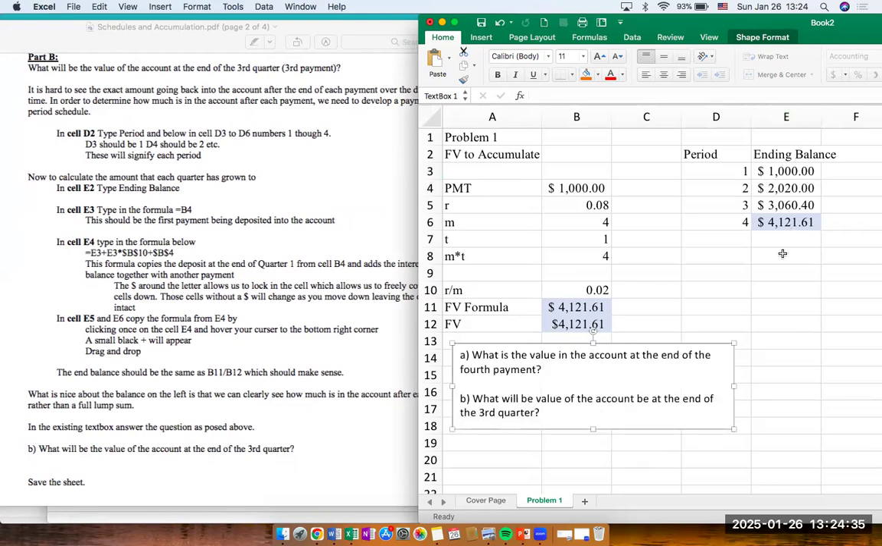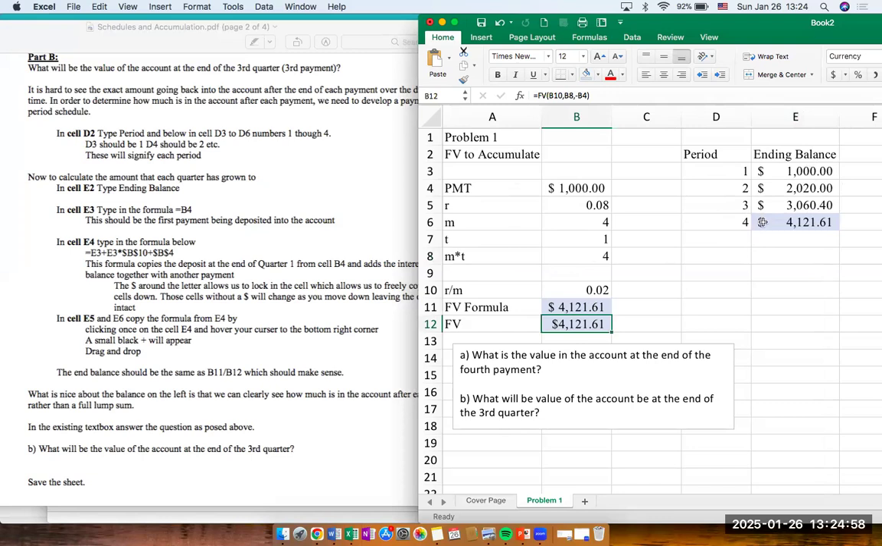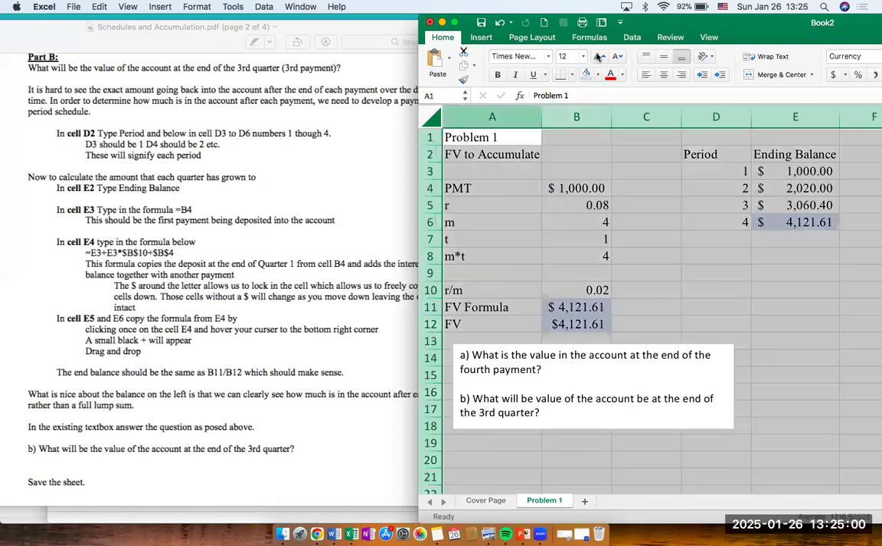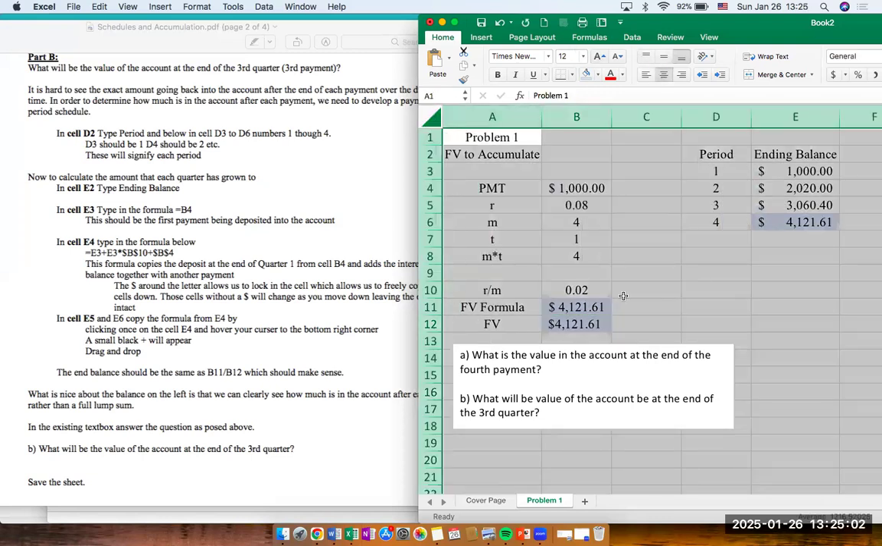Now, what's nice about this setup is that you can see how much is going into the account at the end of each period or at the end of each quarter. Whereas at the very end, within this full portion of part A, we don't know what has been compounded each quarter. But by putting in some sort of a schedule, we can actually see the balance at the end of each period. Now, I like to center everything. So I'm going to probably do that before I move everything.